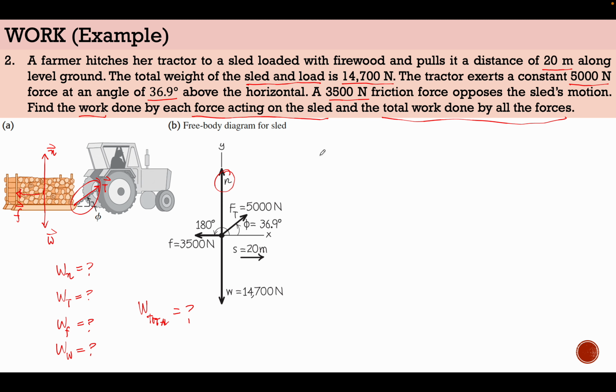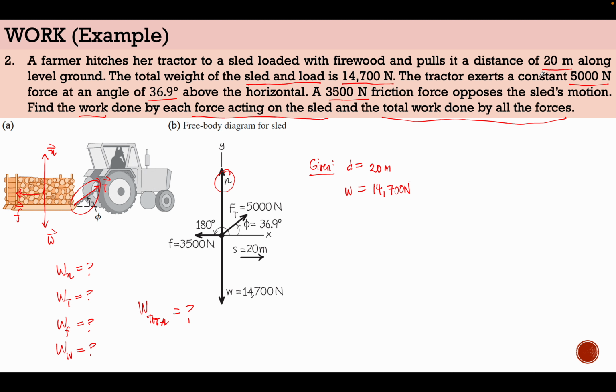Okay. So for the given values we have right here, the first one is the distance, which is 20 meters. And then we have the weight, which is the total weight of the sled and the load. So it is 14,700 newtons.